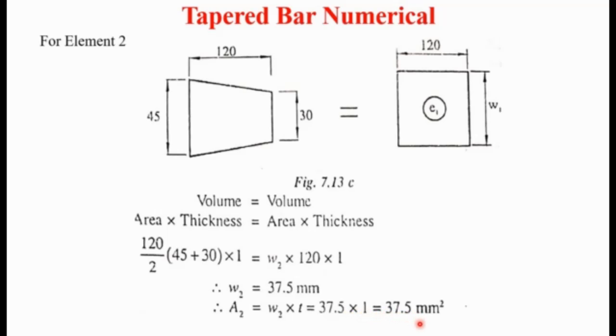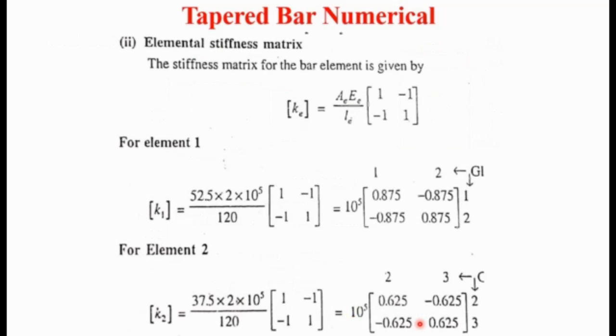Now after calculating this, the next step, the second step, is the elemental stiffness equation. After formulating the model, in the second step we find the elemental stiffness matrix for each element. The stiffness matrix for the bar element is given by Ke equals Ae divided by L into [1, -1; -1, 1]. This is the elemental stiffness matrix.